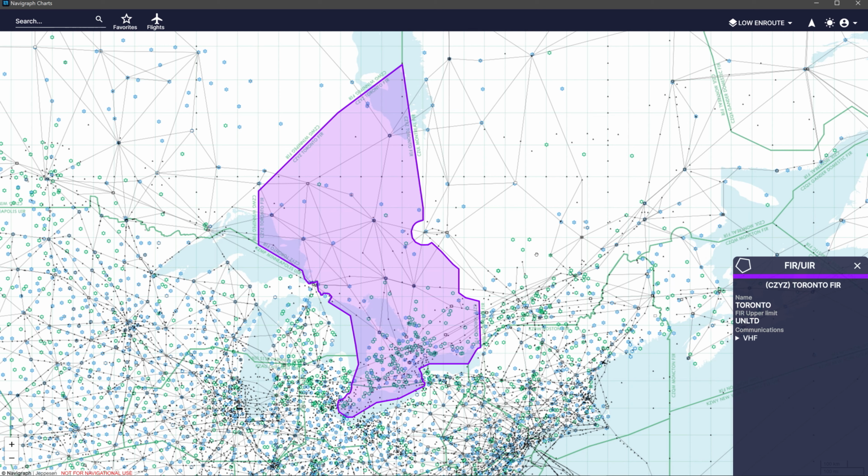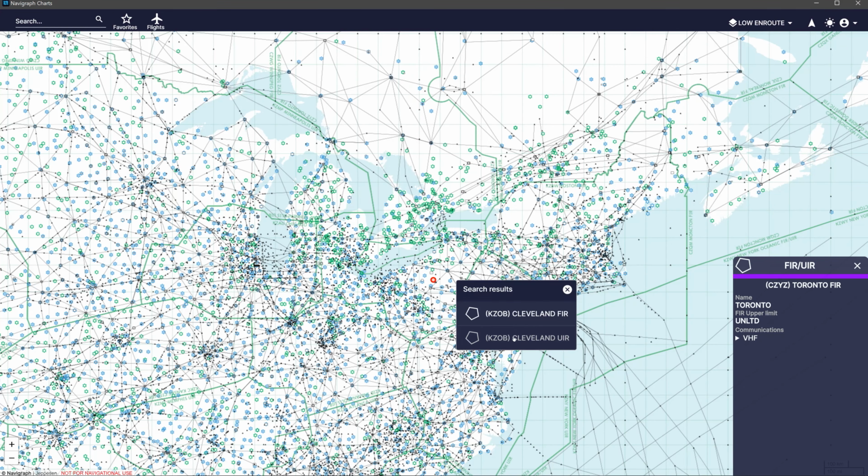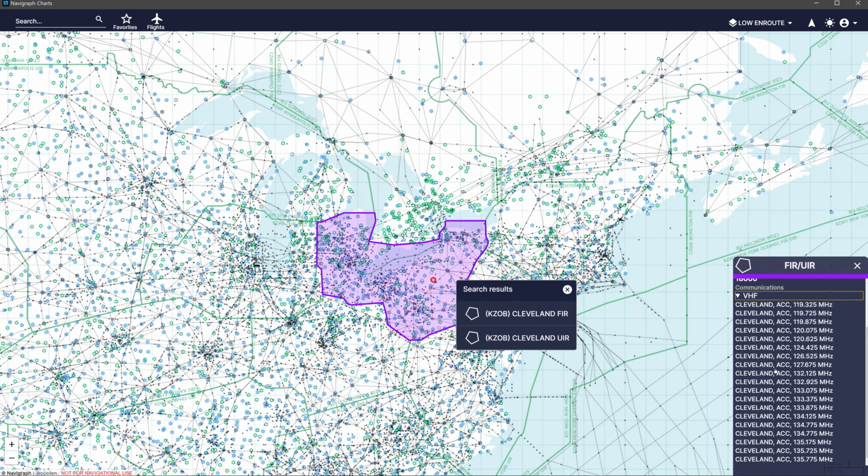Clicking on different areas of the map as you fly through them, you can select, in this case, Cleveland FIR and UIR, so they control different altitudes of airspace. If we click on the Cleveland UIR, it gives you some information here that they control the lower limit from 18,000 feet to flight level 600, which is 60,000 feet, and can be communicated with on these frequencies. You'll usually be handed off to one of these frequencies, but if for whatever reason you were flying through and needed that information, you could get it from this chart and contact them on one of those frequencies.